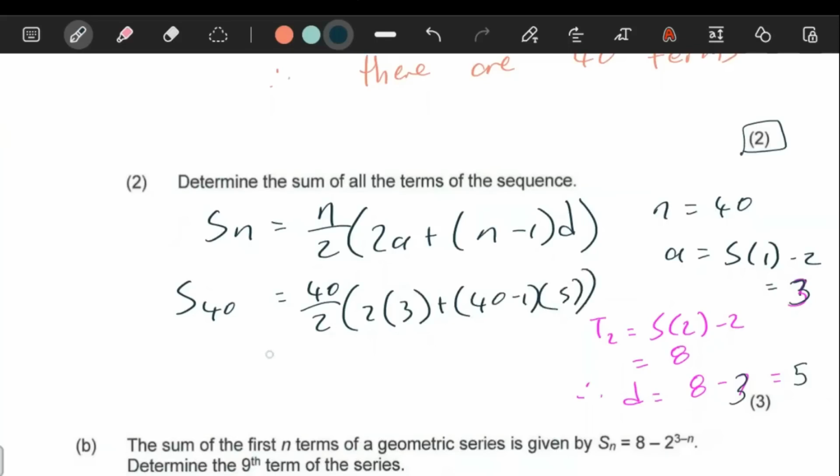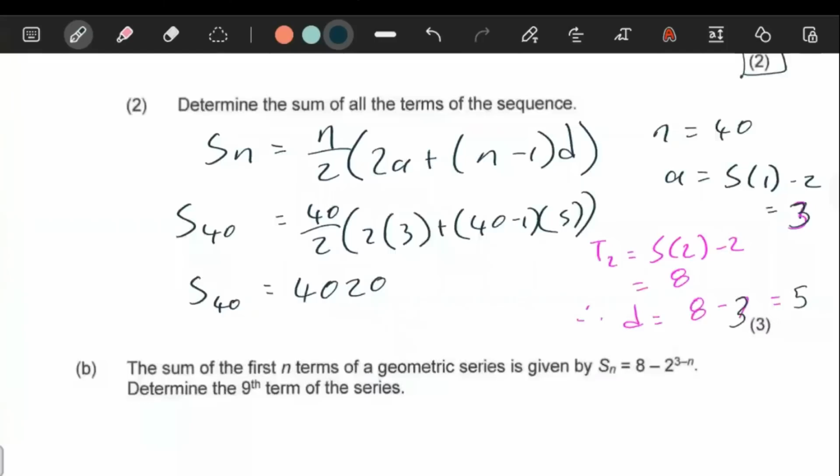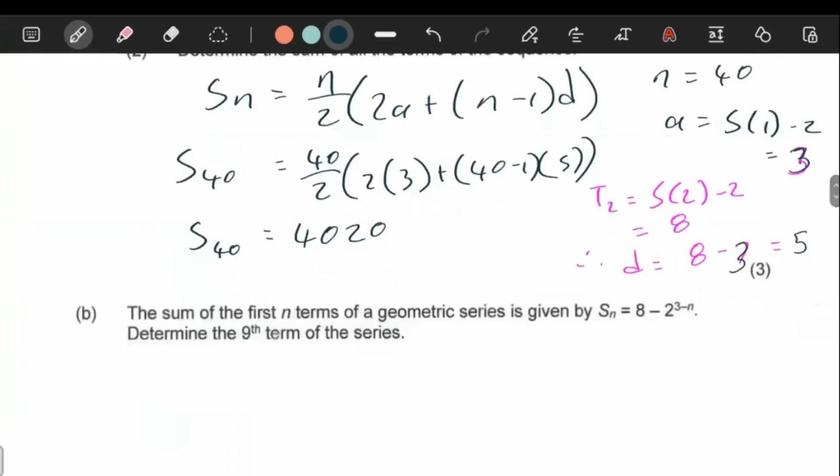Don't forget these brackets for the 5, otherwise your answer is going to be wrong. So 40 over 2, it's like 2 times 3, plus 40 minus 1, and there's a 5 here. There we go. That's 4020. So 4020 is the answer.